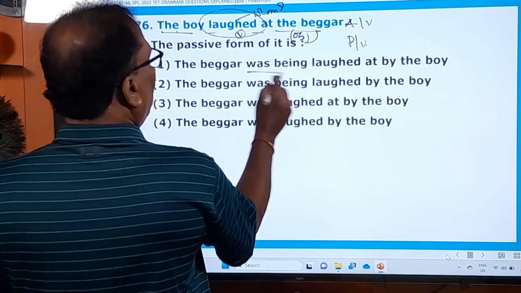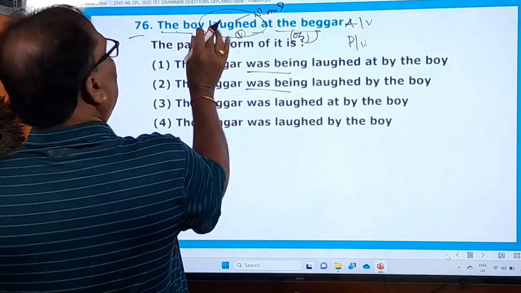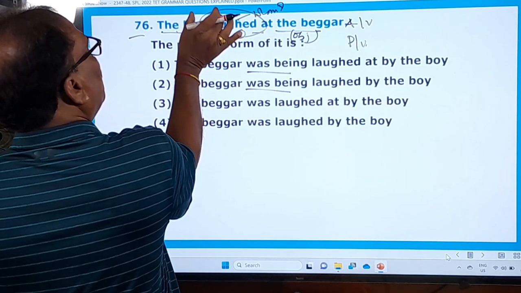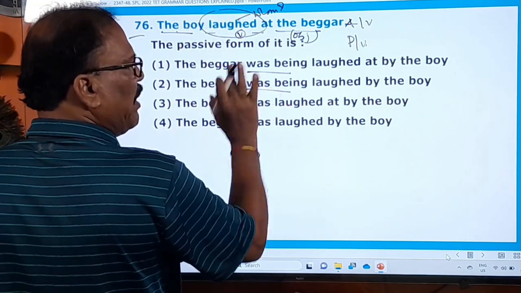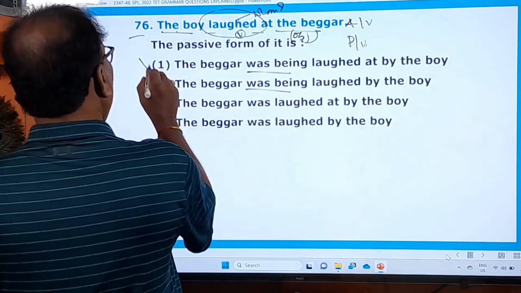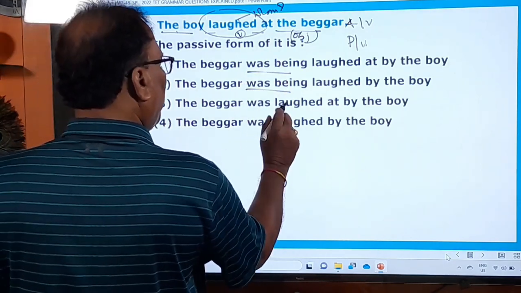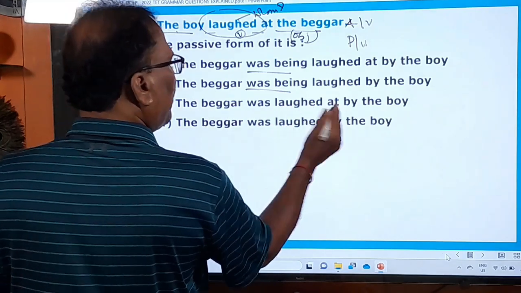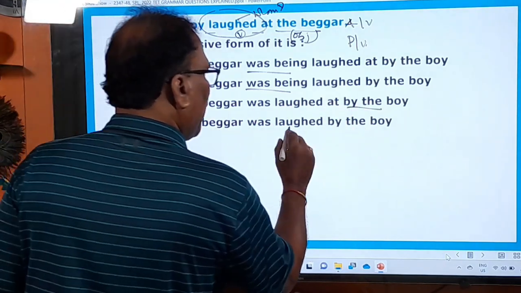The beggar was being. Being is not used because this is simple past tense. When you turn the simple past into passive voice, you don't use being, only was or were you use. Was being means this is past continuous. So this is wrong, therefore. Was laughed at is there, right. The beggar was laughed at by that boy. This is right, was by the boy.